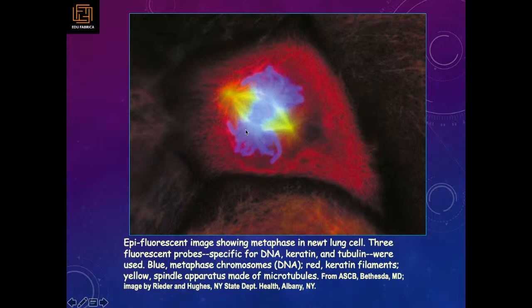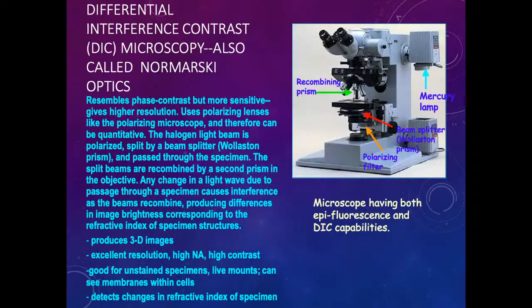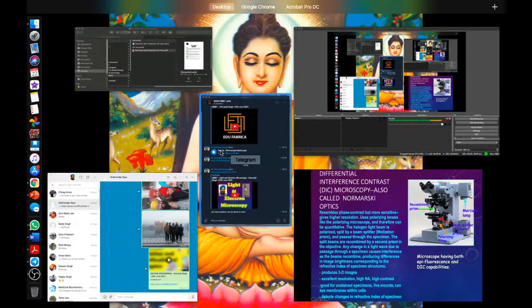One cell will be dividing into two parts, the spindle apparatus getting separated and making a new cell membrane, making two lives from one. And this is only possible because of this advanced technology and the epifluorescent microscope with the blue dye, the yellow dye, and the red dye. So that was about the epifluorescent microscope.